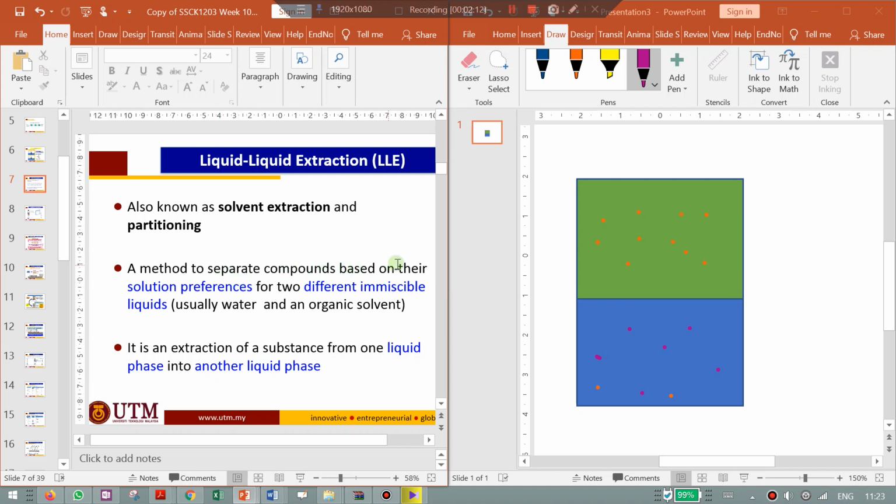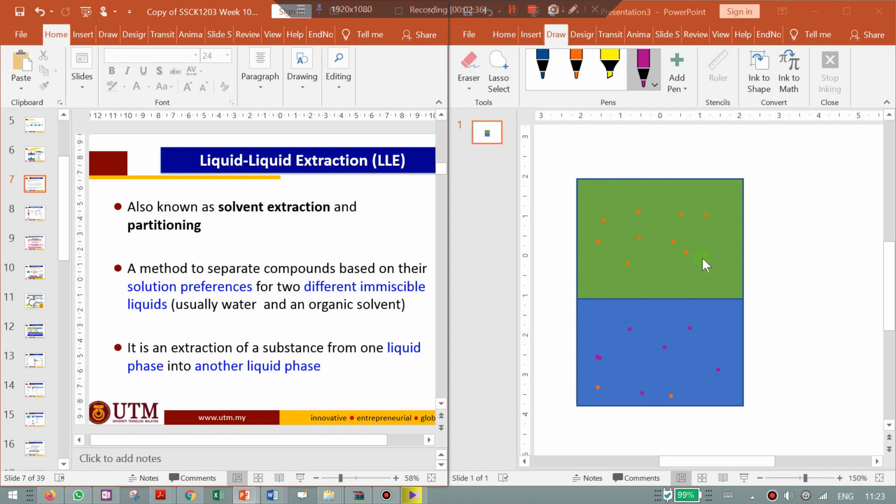It will separate based on its solution preferences. For example, we have water over here. The blue one is water. The above one is hexane. If we compare water with hexane, the density of water is higher compared to hexane. So hexane will be on top.